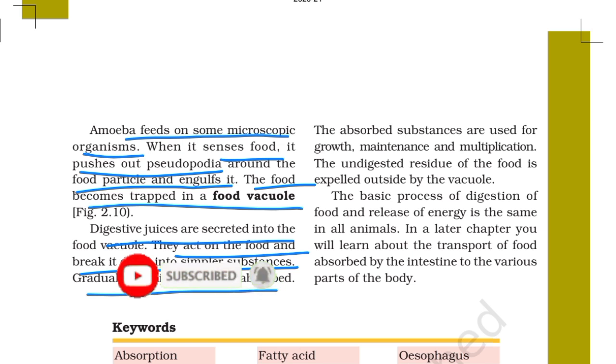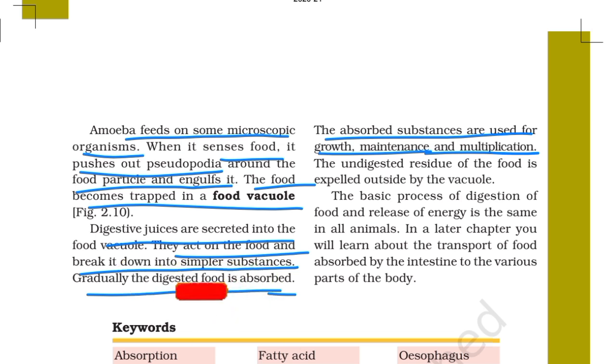Gradually the digested food is absorbed. After the digestion, it is absorbed into the whole amoeba body. The absorbed substances are used for growth, maintenance and multiplication. So after digestion, absorption takes place, and after absorption there is growth, maintenance and multiplication in the amoeba. Multiplication is actually binary fission. With the help of binary fission, reproduction occurs in the amoeba.